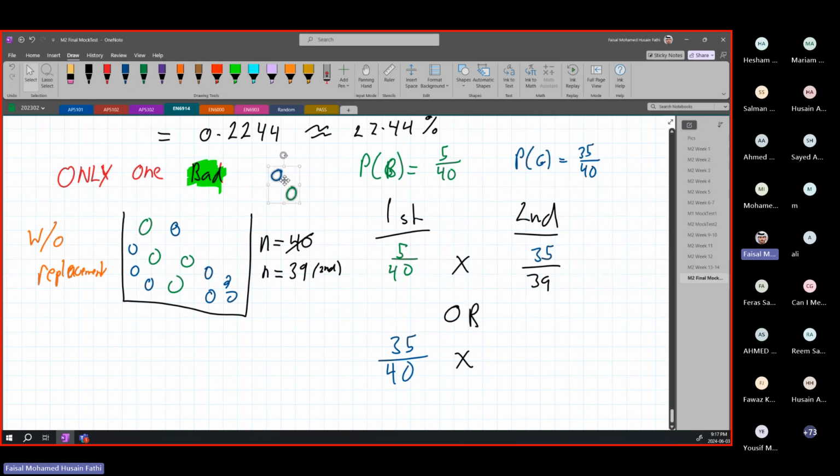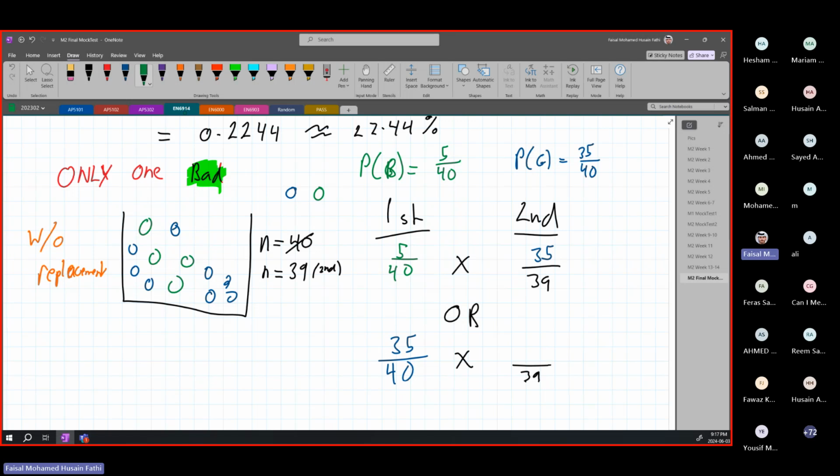And again, for a second scenario, what if we started by pulling out a good component? The probability is 35 over 40. But now without replacement, we will be taking out another component as well. Now our n is 39 and the number of bad components will be the ones considered, so we have 5 bad components divided by 39. This is the whole idea of this question. Anyways, let's take a break so that you can rest your minds and think about this a bit more.